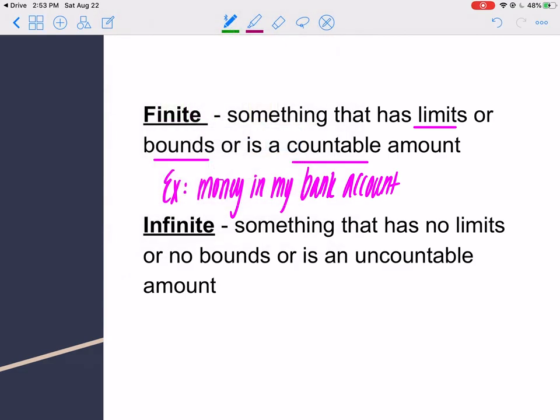Infinite, you guys are probably familiar with that. Infinite is something that has no limits or no bounds. It cannot be countable, okay? So it goes on forever and ever and ever and ever.